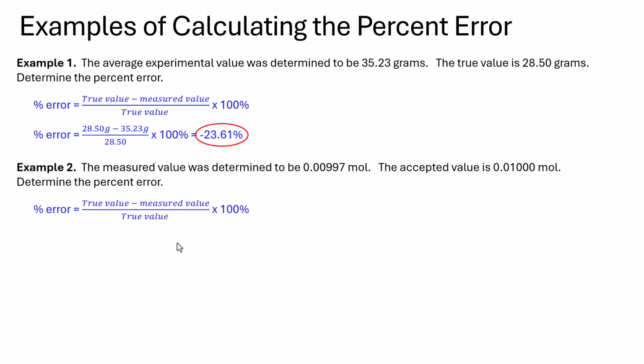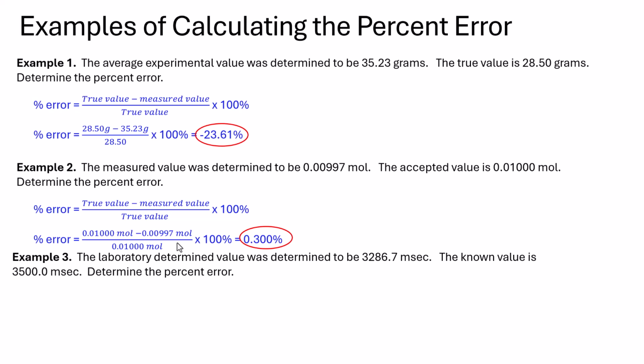Same thing, plug and chug. Write the equation down, identify the accepted value or the true value, which is 0.01000, right? And the measured value, which is 0.00997. Plug those numbers into the equation, solve it, and we get 0.300%. That's not bad for a percent error. So we're happy with that. And it's positive.